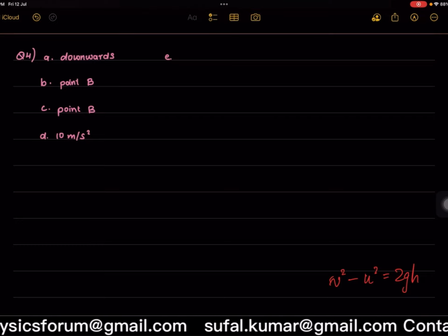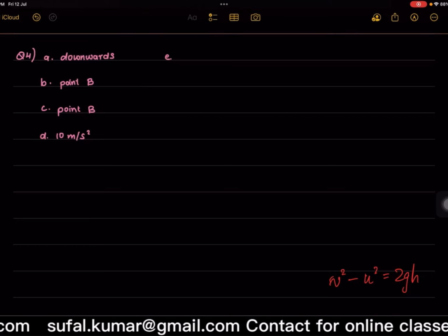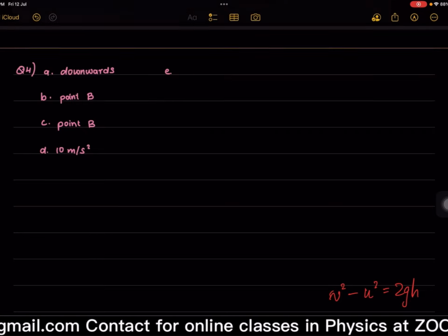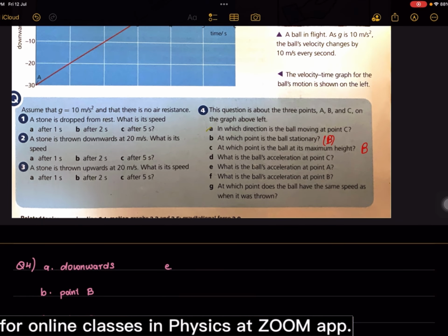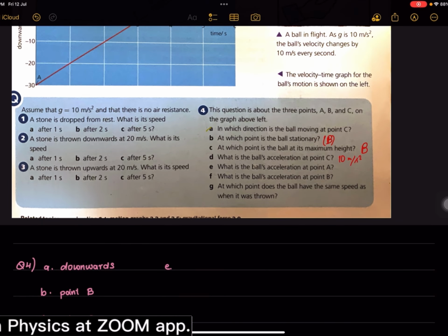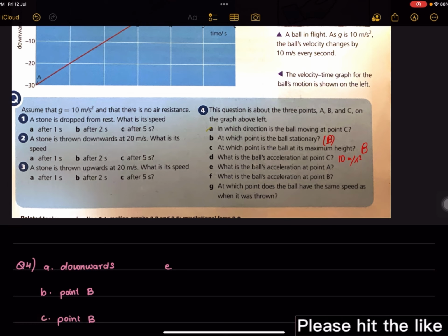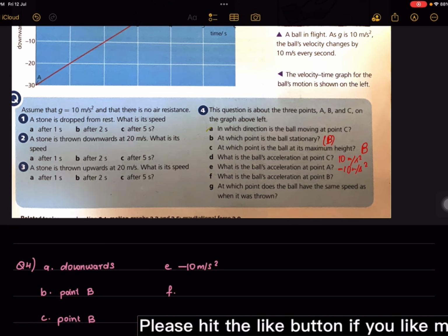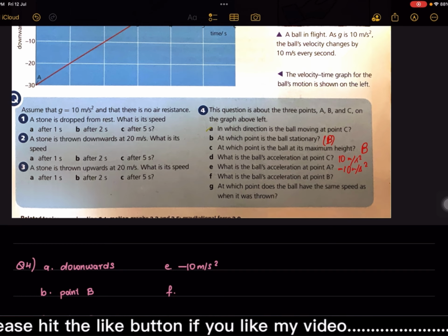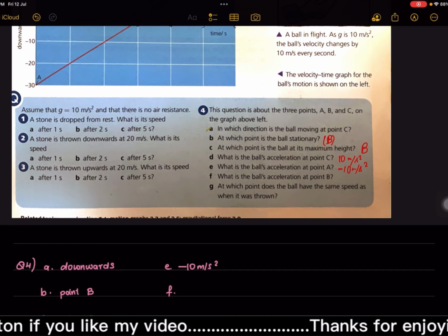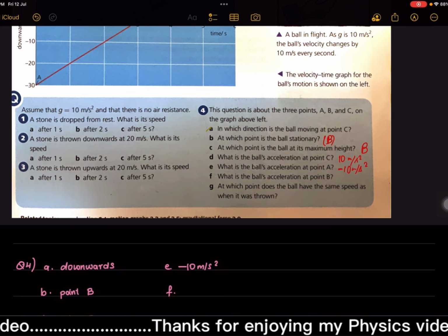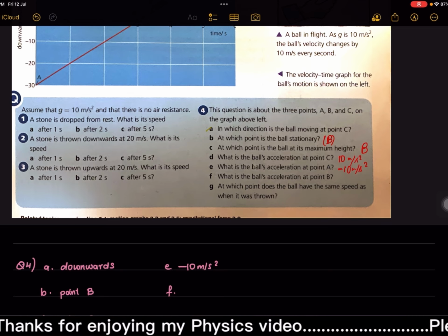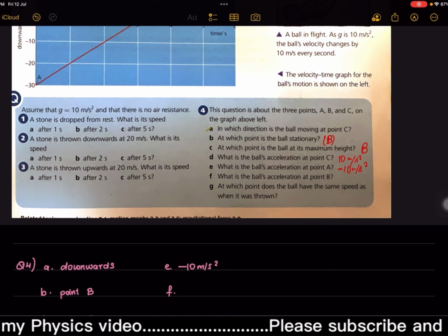Then what is the ball's acceleration at point A? At A it will also be 10 meter per second square, negative 10 meter per second square. And what is the ball's acceleration at point B? At highest point, speed becomes 0, but acceleration is still 10 meter per second square. Negative, positive? Up is positive.